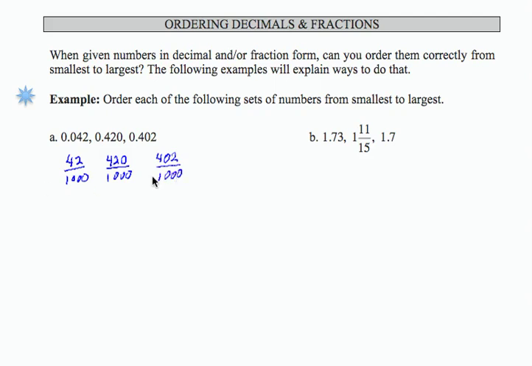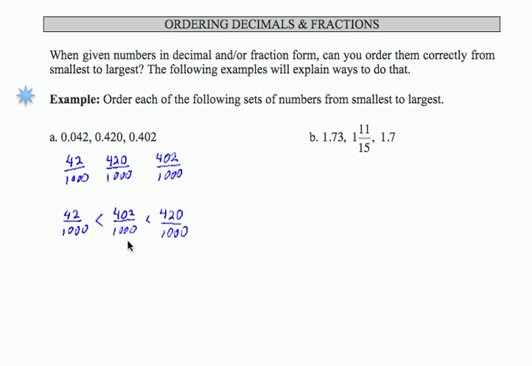So if we put these in order, we can compare them with the denominator. So they're each over 1,000. So the 42 thousandths is the smallest, followed by 402 and then 420. So let's rewrite these in the correct order, and let's put an inequality symbol in between. So this one is less than 402 over 1,000, which is less than 420 over 1,000.